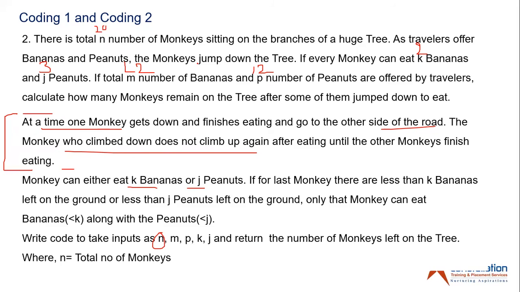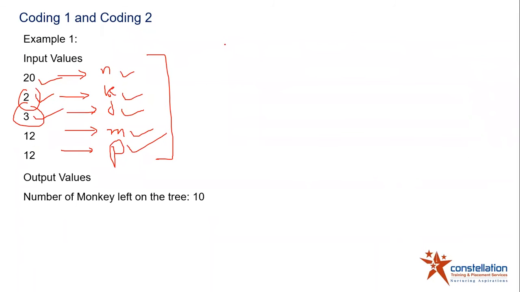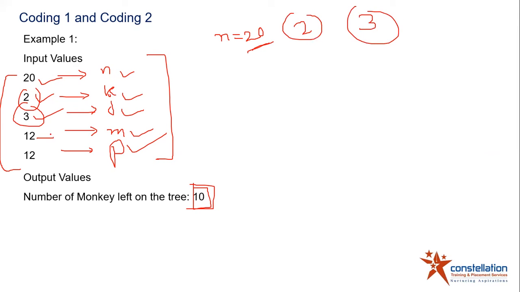So now let us try to solve it first with these values. We have n equal to 12. The output value with these should come as 10. Now let us see if our logic is correct. 12 monkeys are there. How many bananas can each monkey eat? They can eat a maximum of two bananas and three peanuts. 12 bananas are being offered by the people.